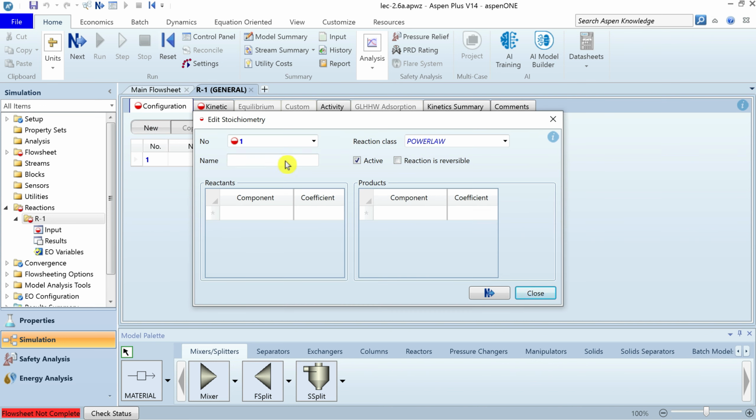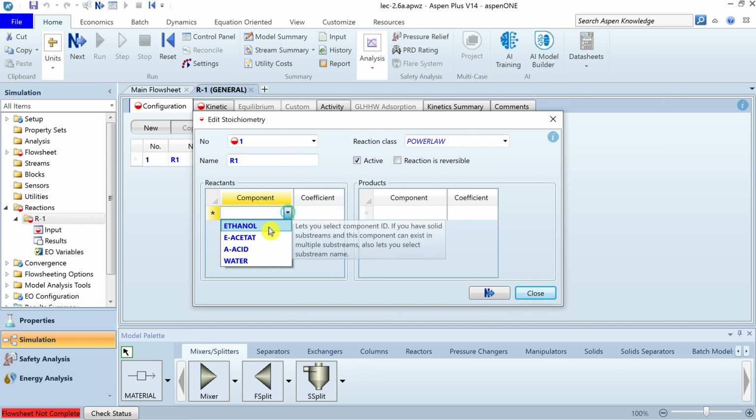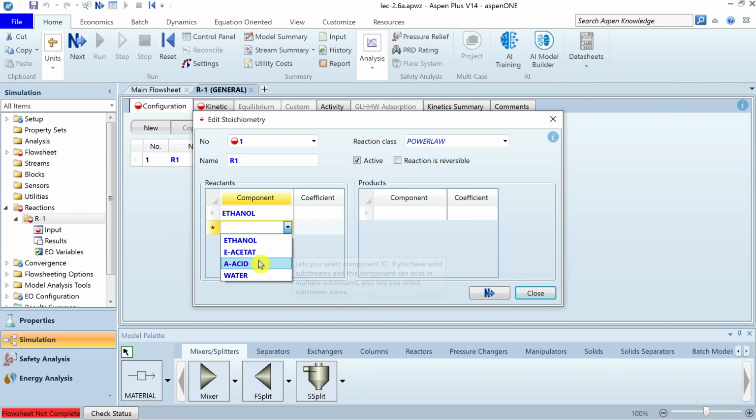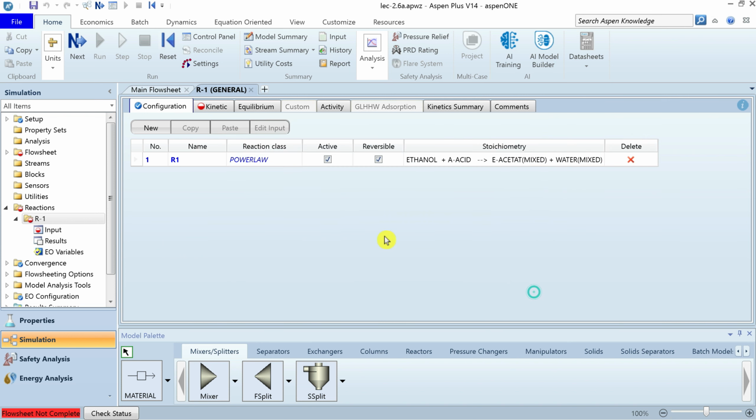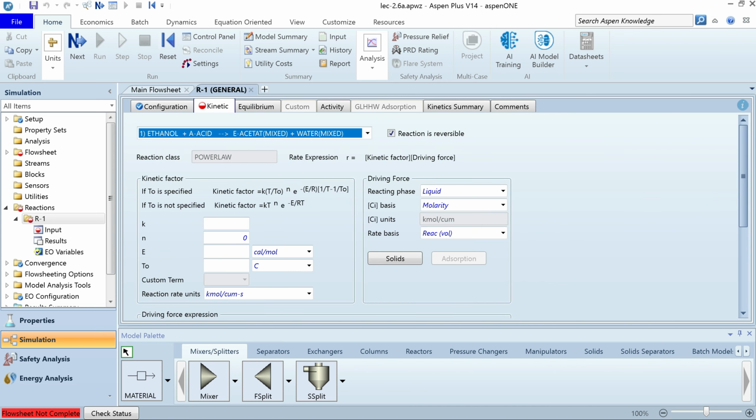Add new reaction. Name the reaction, let's say, R1. Reactants are ethanol and acetic acid to produce ethyl acetate and water. Since this reaction is reversible, which is observed from the rate equation provided, check the box that the reaction is reversible. Coefficients for the reaction are -1 for the reactants and 1 for the products. So stoichiometry is defined. Let's enter the kinetics.